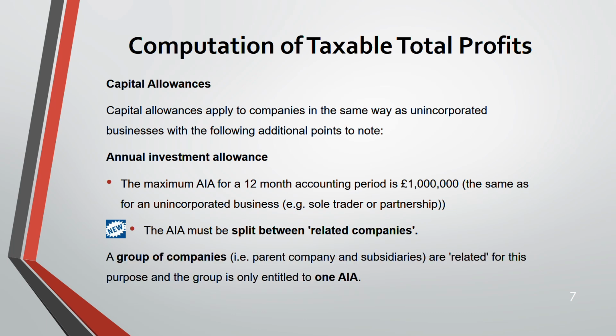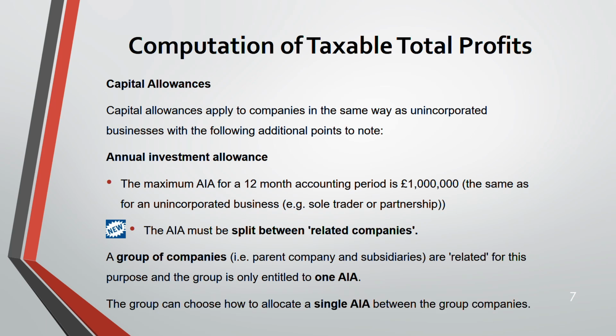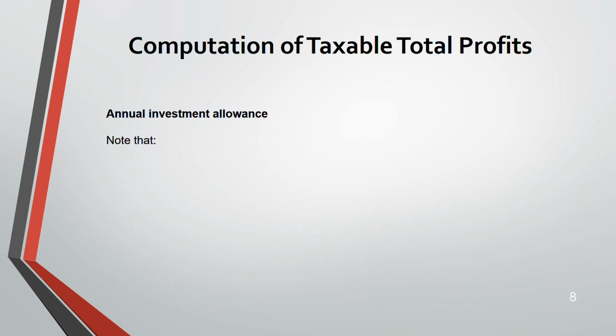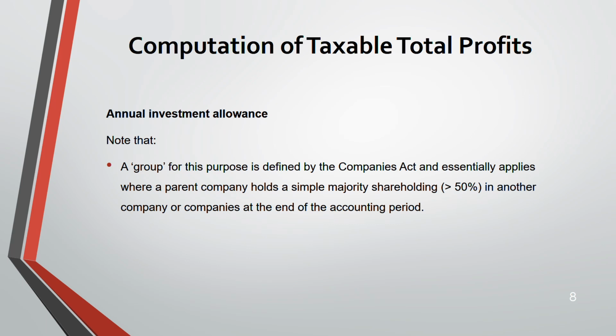A group of companies will be entitled to only one AIA, only 1 million. Group of companies means where you have parent and subsidiary. They are related. So because they are related, they will only have one AIA. And the group can choose how they want to allocate their single AIA among themselves. Next, a group means where you have more than 50% shareholding in another company. If you have less than 50%, you do not come under the group.